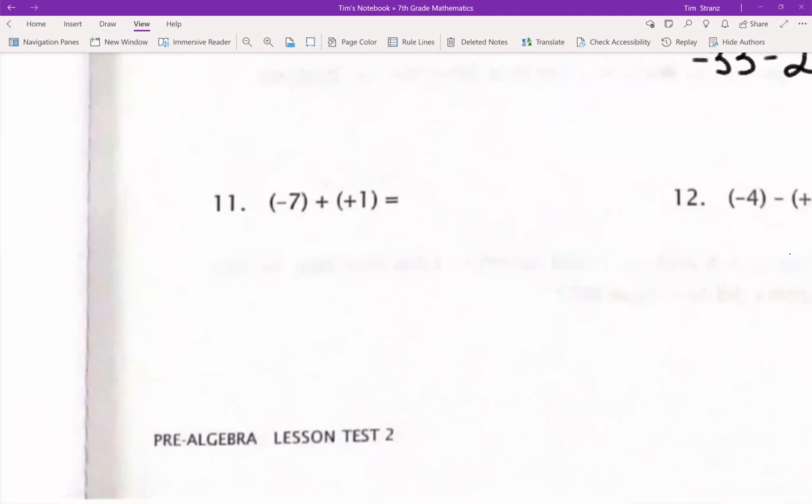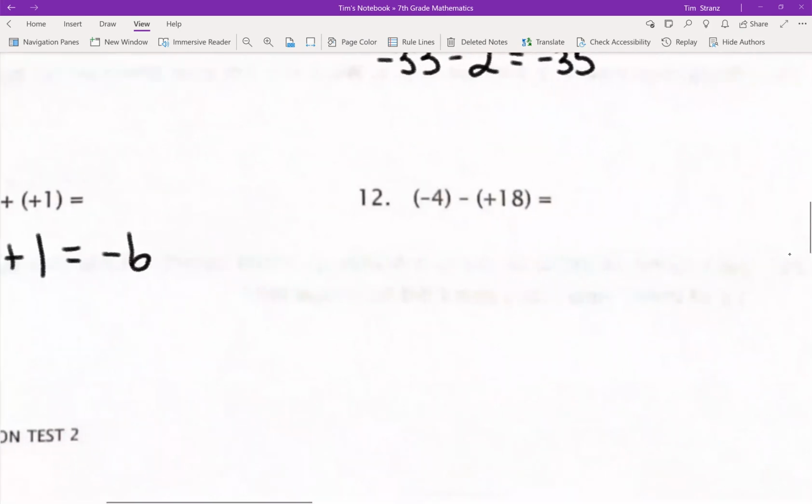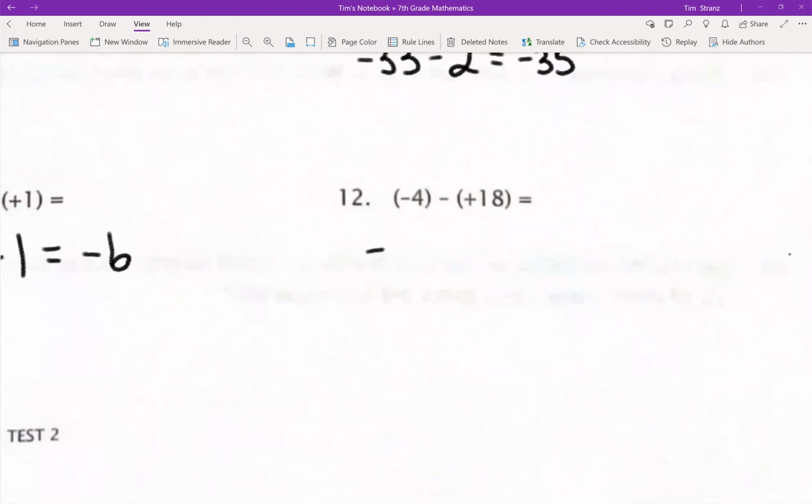Okay, number 11, we have negative 7 plus a positive 1. So negative 7, really just plus 1, is going to give you negative 6. And then number 12, negative 4 minus 18. So if we have a negative 4, we're subtracting 18. It's going to be a bigger negative number, which is going to be a negative 22.